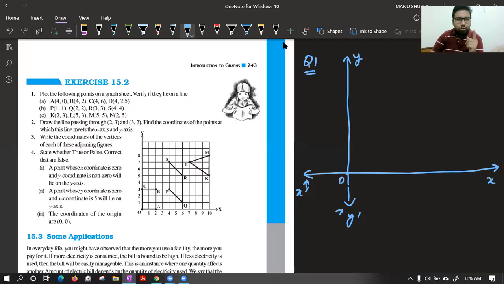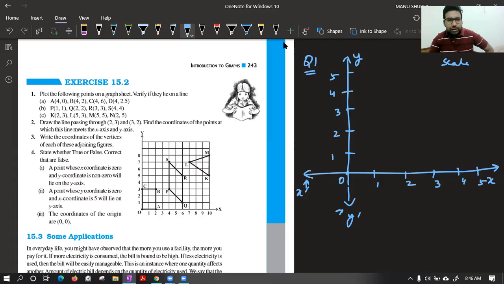Now we have to locate the points such as 4,0; 4,2; 4,6; 4,2.5. So we can see the points are very simple. They are not very high points. So we can simply take the scale as, class, 1, 2, 3, 4 and 5. It will do the work. 1, 2, 3, 4 and 5. And you can write the scale also on the right hand side, that the scale is 1 unit equal to this much, this much. Okay.